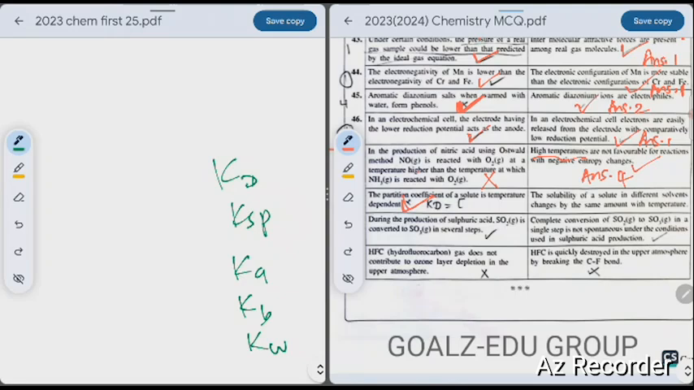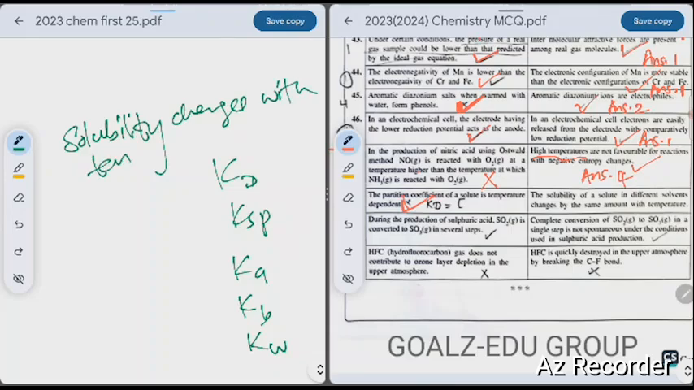Then the second statement says, the solubility of a solute in different solvents changes by the same amount with temperature. Now, here you all must know this one. Solubility changes with temperature, right? But it changes according to the solution.